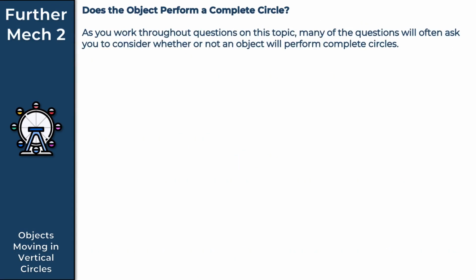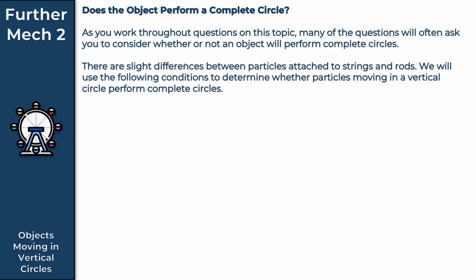So to conclude this introduction, we do also need to understand when an object will perform a complete circle. As we work through questions on this topic, many of the questions will often ask you to consider whether or not an object will perform complete circles. There are slight differences between particles attached to strings and rods. So we're going to use the following conditions to determine whether particles moving in a vertical circle perform complete circles.